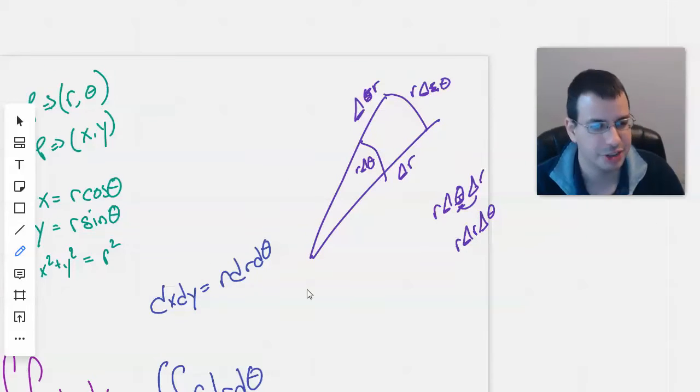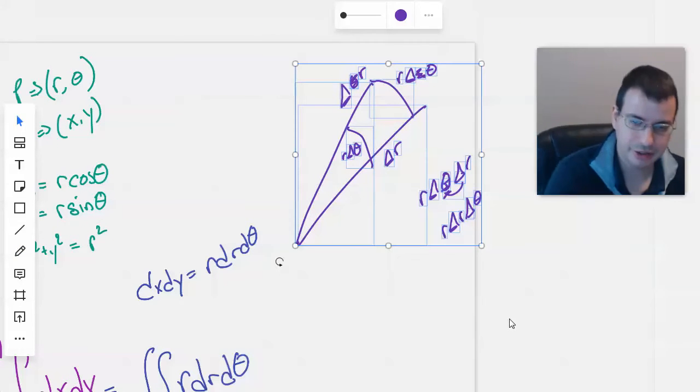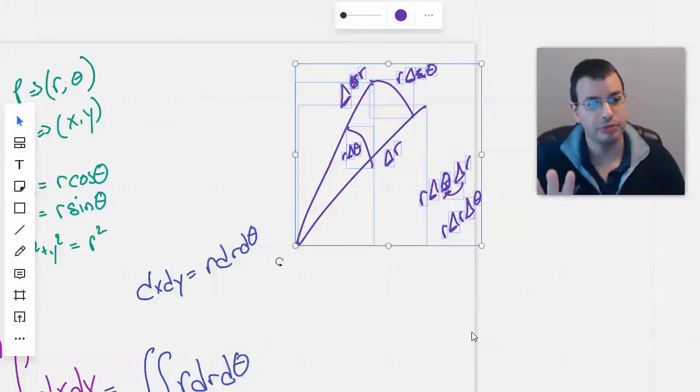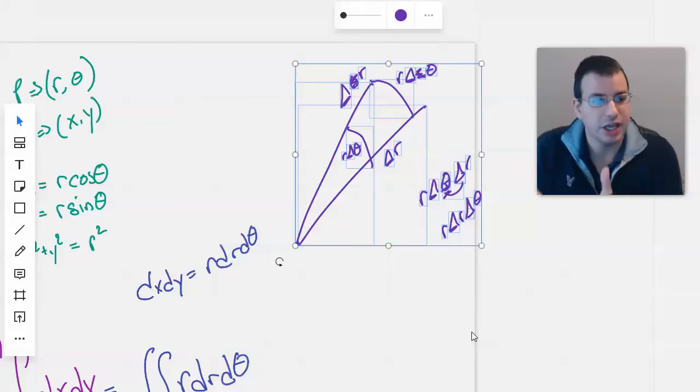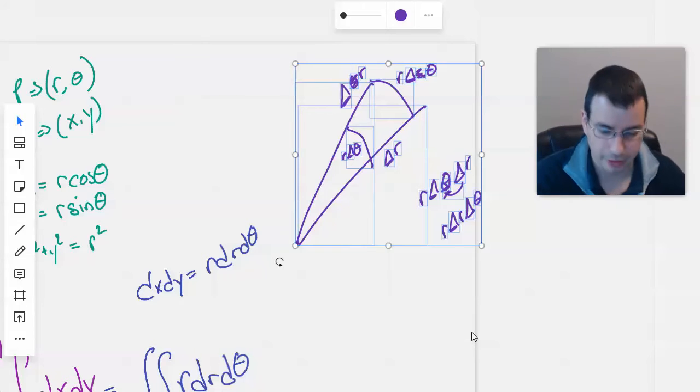That really kind of oversimplifies it. There's a little bit more to it than that, and not really worth you investigating at this time. So for the AP exam, dx dy equals r dr d theta. Memorize it, move on. Okay.